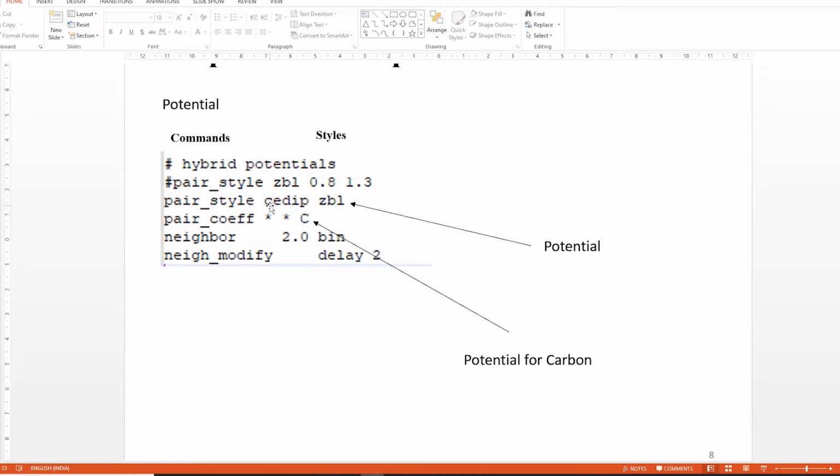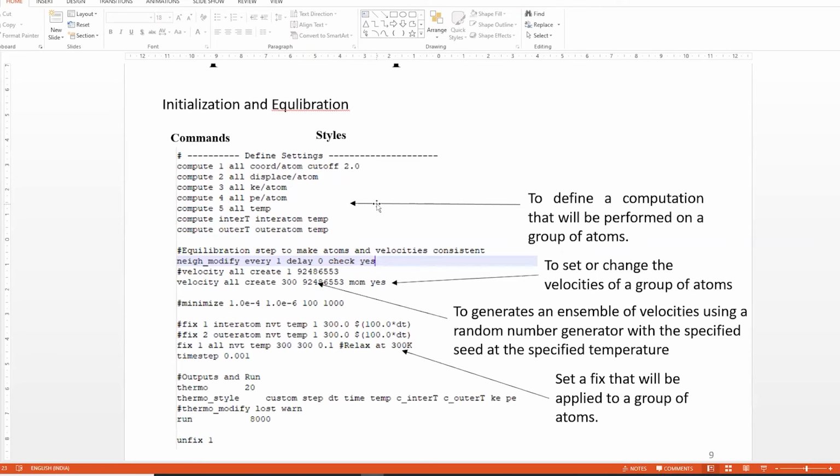So this EDIP is the name of the potential I'm using, and in the pair coefficient, this carbon is the atom I'm using for my case. Okay, so it's basically a pair potential for my case, and I am also using the ZBL potential. Okay, so it is a user specific potential. It is for my case.